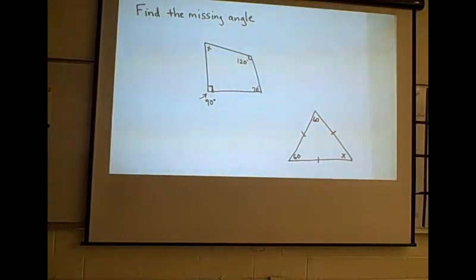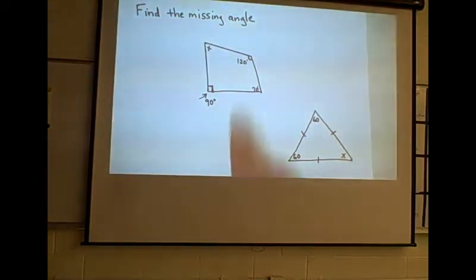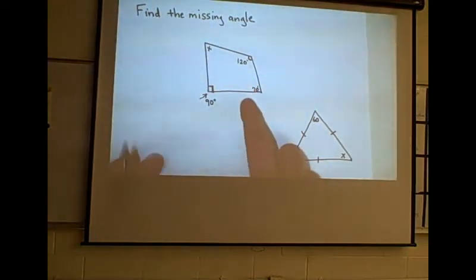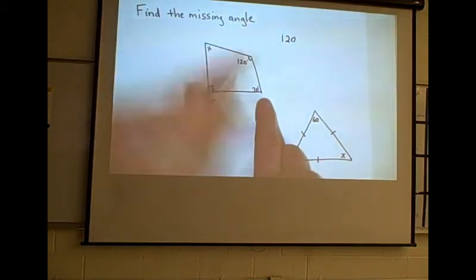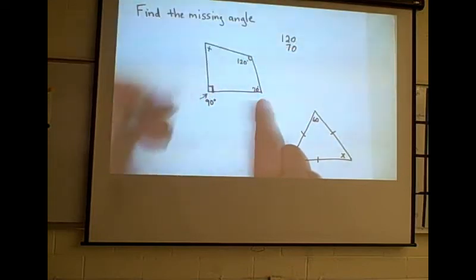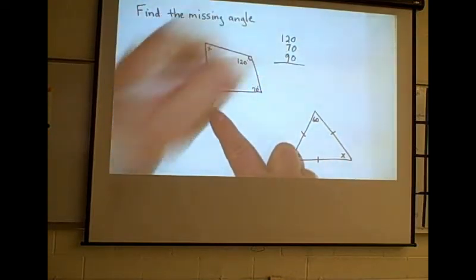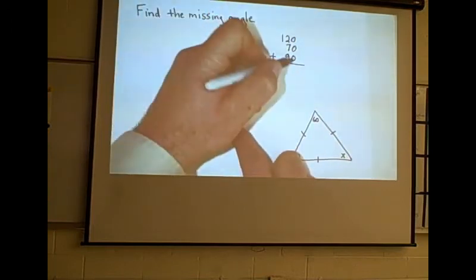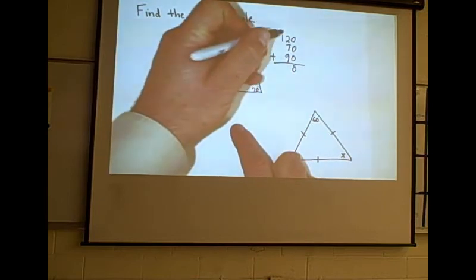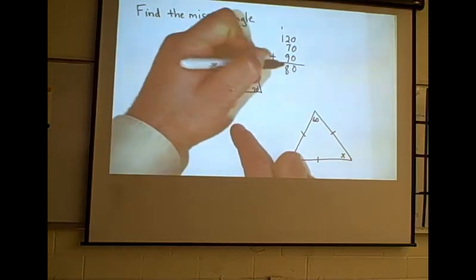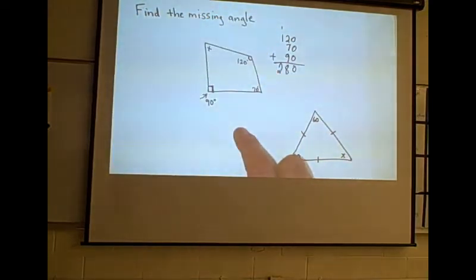Okay, boys and girls, you've had time to work this out. Let's go through and check these. We will start with a quadrilateral. We have 120 degrees. We have 70 degrees. We have a 90-degree corner. We're going to add all 3 of those up. 0 plus 0 plus 0. 9 plus 2 is 11, plus 7 is 18. And 1 plus 1 is 2. That's 280 degrees.